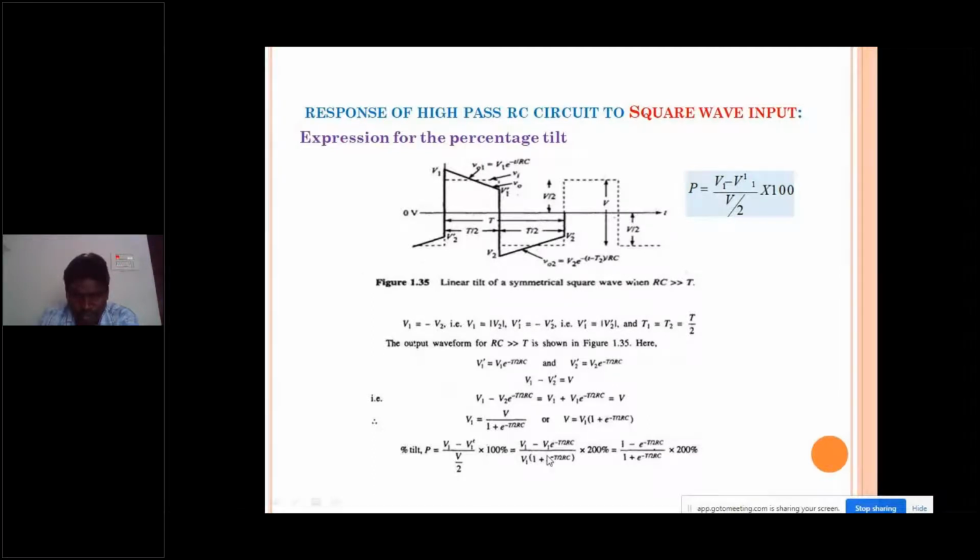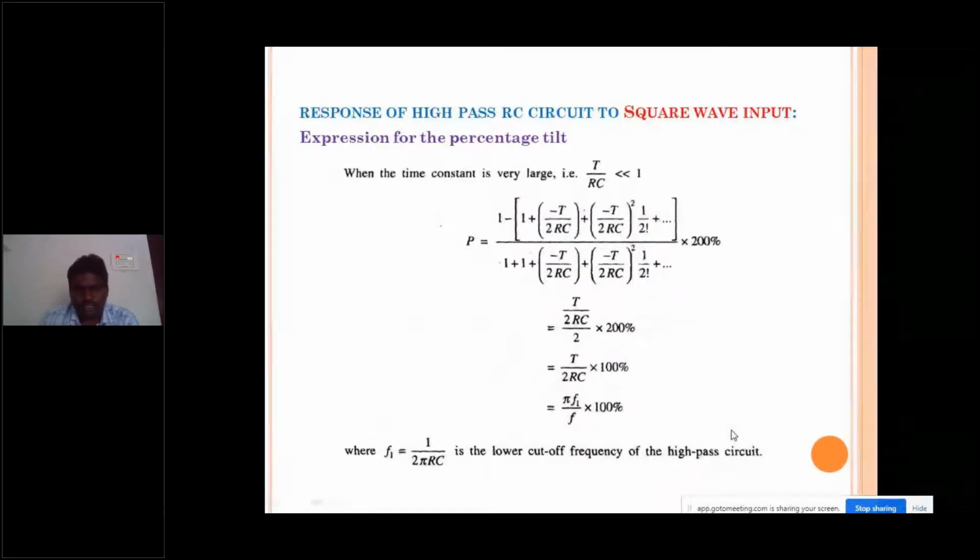So if I calculate the parameters, V1 is the positive peak and V1 dash is a location at time t equal to t1 where this output curve drops to V1 dash. So this is (V1 minus V1 dash) by V by 2, into 100, because we are asking for percentage tilt, that is multiplied by 100. If I use this formula and solve it, then I'll get an expression for the percentage tilt like this.